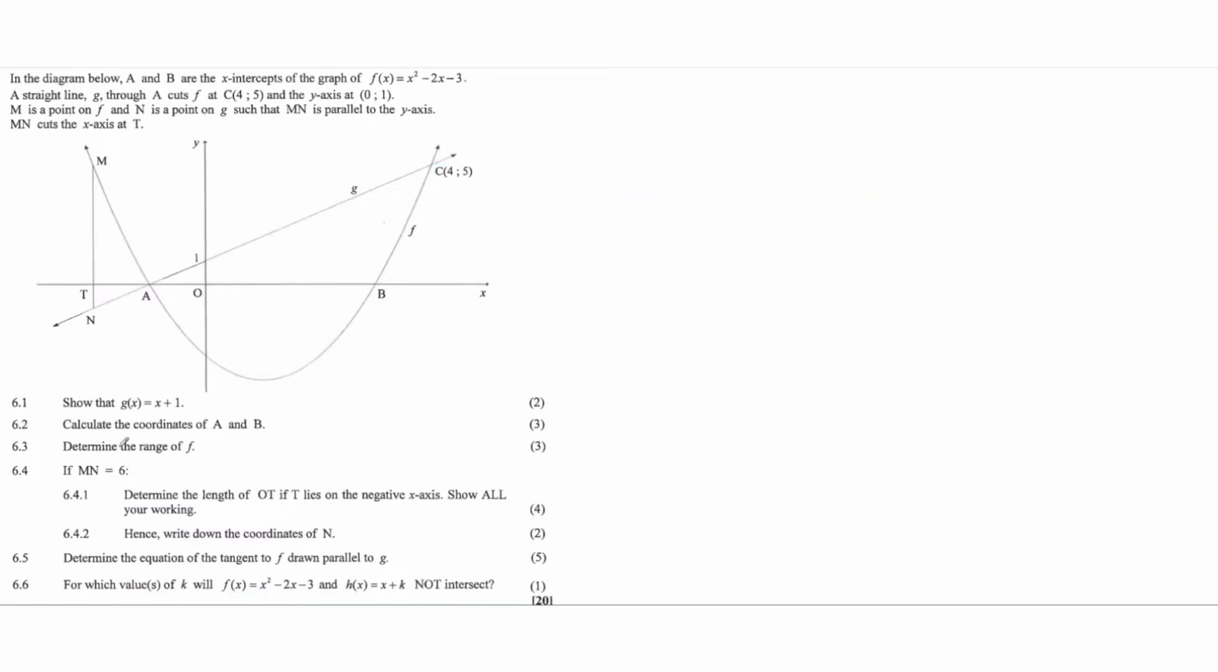Now for 6.2, we're asked to calculate the coordinates of A and B, which are the x-intercepts of our parabola. So we're told that the equation of our parabola is f of x equals x squared minus 2x minus 3, which we can also write as y equals x squared minus 2x minus 3. Now we know what the y-coordinate of each of these points are. Because they fall on the x-axis, the y-coordinate is going to be 0.